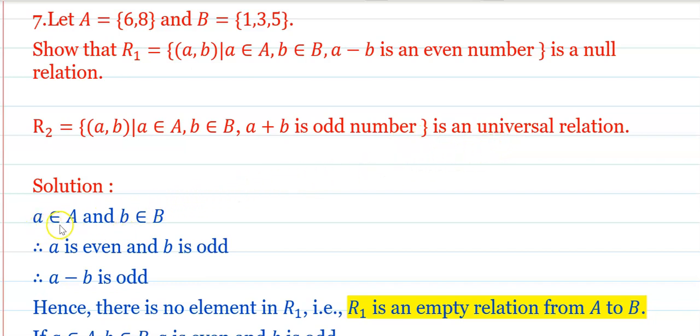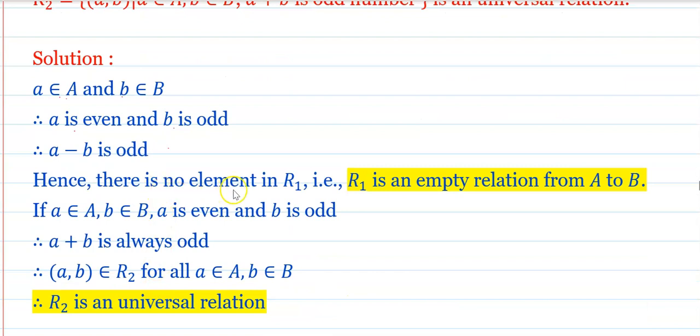Okay. Now here (a, b), a belongs to capital A, b belongs to capital B, a is even, b is odd. Their subtraction is always an odd number, and hence there is no element in R1. That is, R1 is an empty relation from A to B.